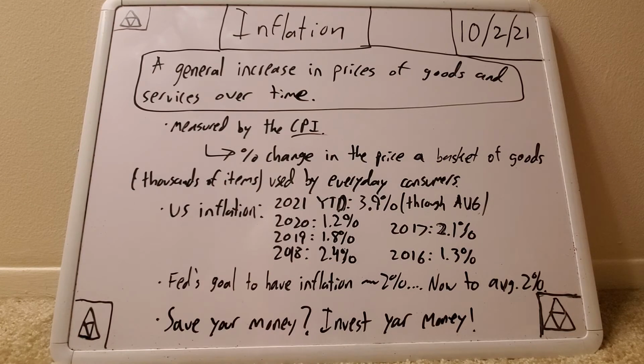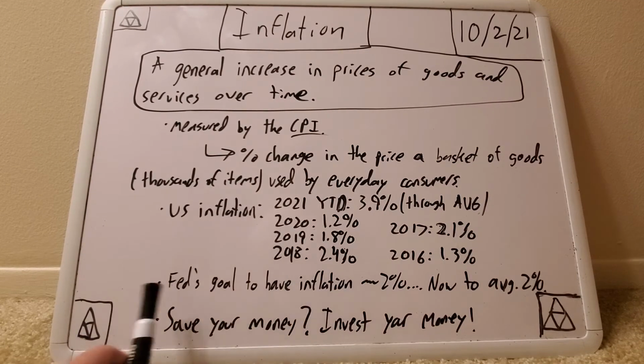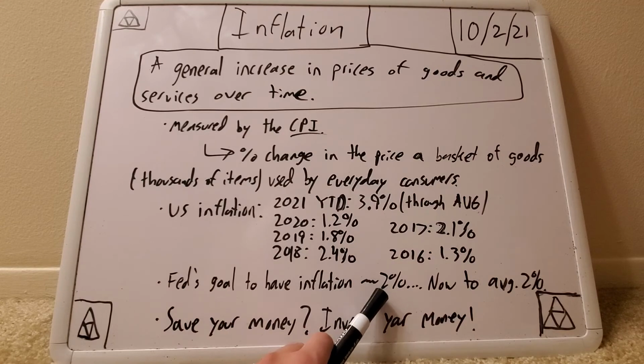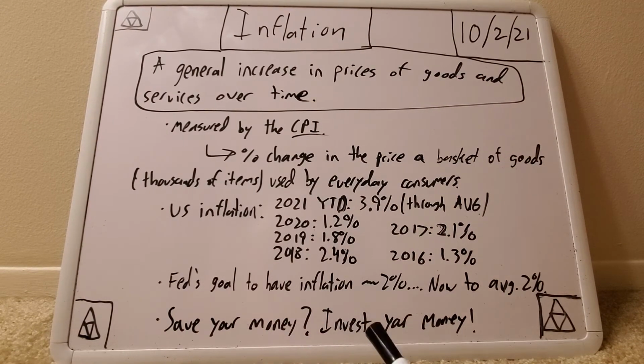2018, 2.4%. So as you can see, most of these numbers are right around that 2% inflation rate. And that's because the Federal Reserve has a goal to have inflation of around 2% a year. That's the goal they use. But now their goal is to average inflation at 2%. And that is because previously the average was lower than 2%. So now the Fed can have inflation above 2%.